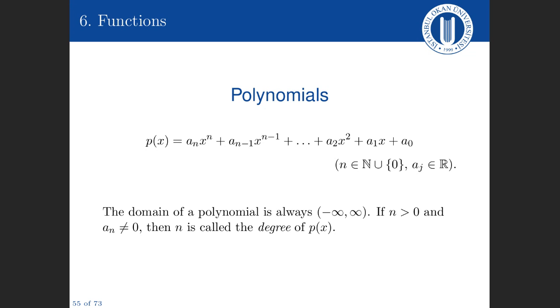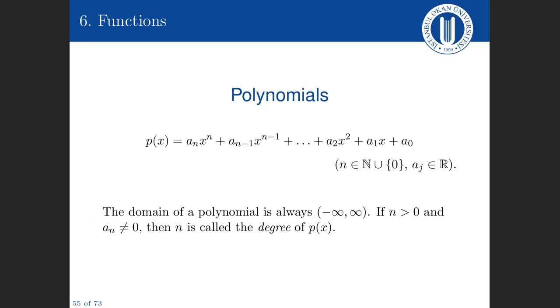These a numbers are all real numbers. n is either a natural number or 0. So in other words, it's 0, 1, or 2, or 3, or 4, etc. The domain of a polynomial, in other words, the biggest possible domain of a polynomial, is always the whole real line. Polynomials are defined everywhere.